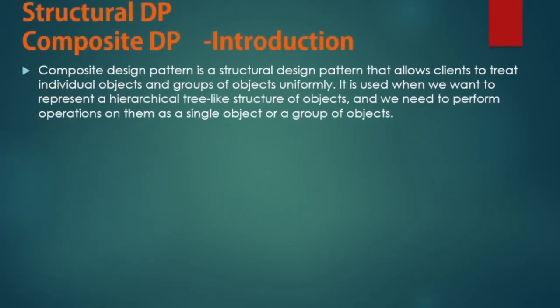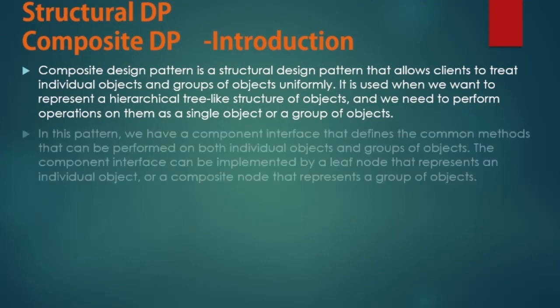Composite Design Pattern is a structural design pattern that allows clients to create individual objects and groups of objects uniformly. It is used when we want to present a hierarchical tree-like structure of objects, and we need to perform operations on them as a single object or group of objects.